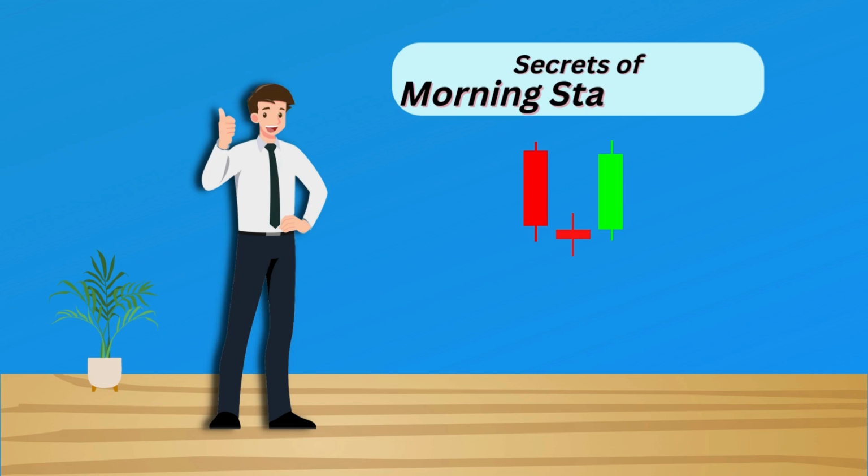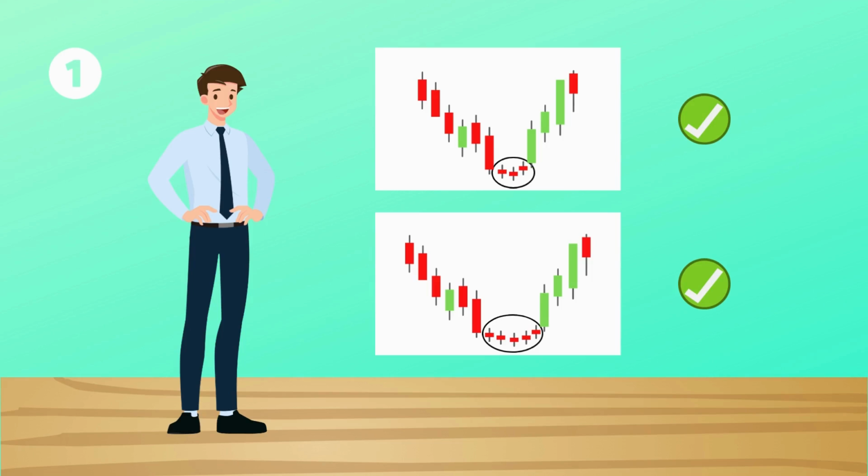Friends, Morningstar pattern has some secret. Morningstar pattern can have more than one Doji star. Morningstar pattern is valid even if the Morningstar pattern has Doji stars 2, 3, 4 or even 5.